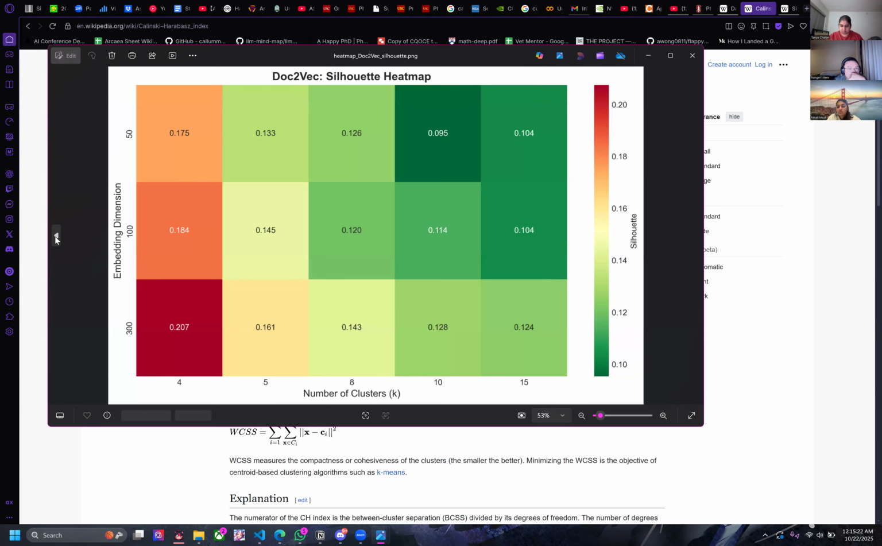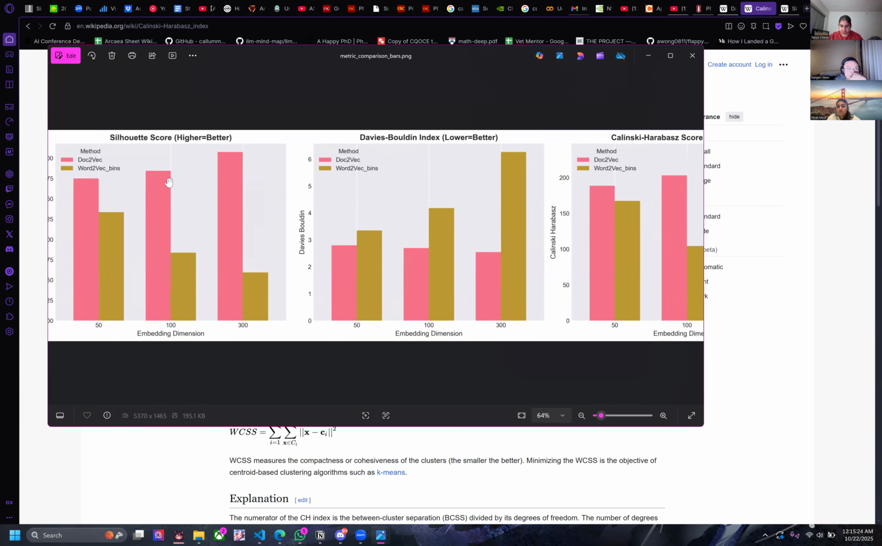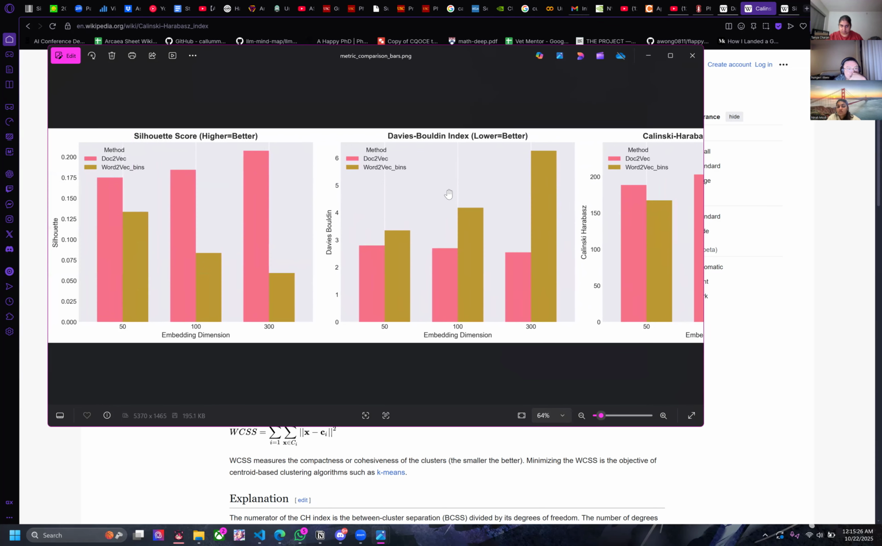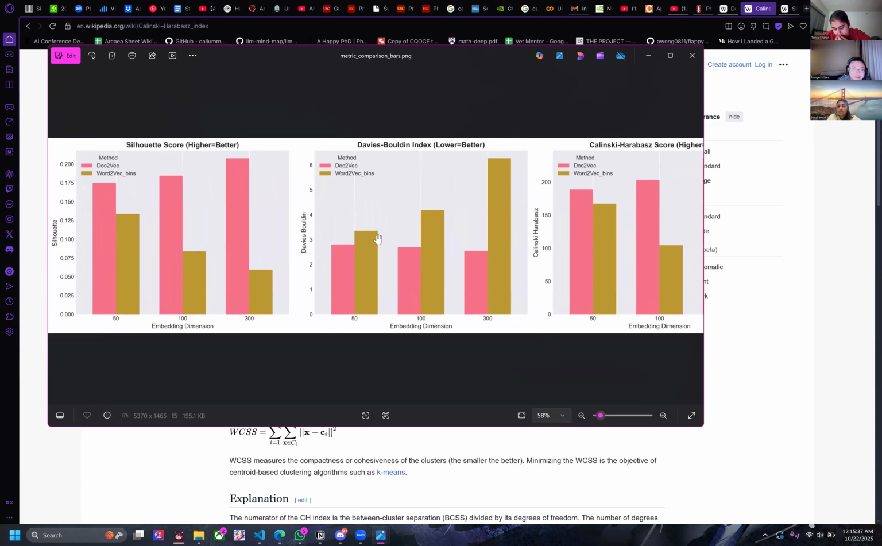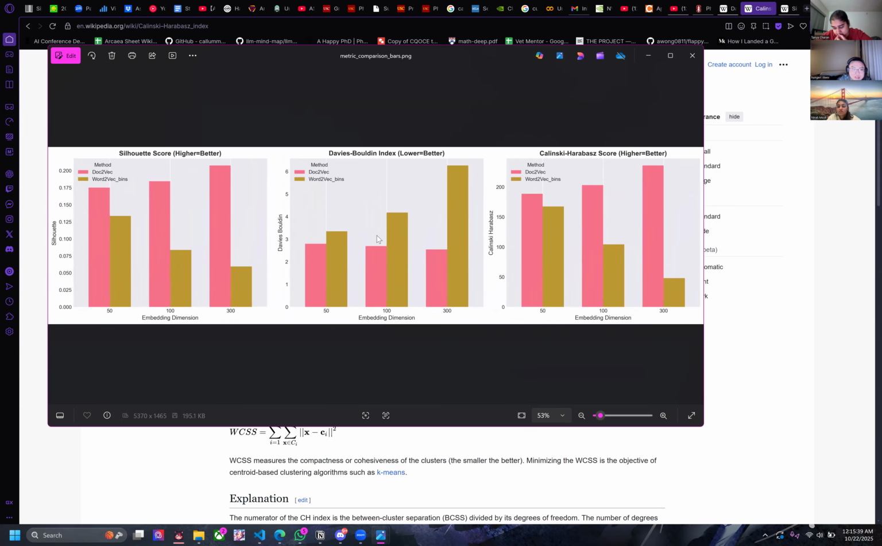We also have some of the index results comparing between Doc2Vec and Word2Vec bins. Doc2Vec just consistently performs better.